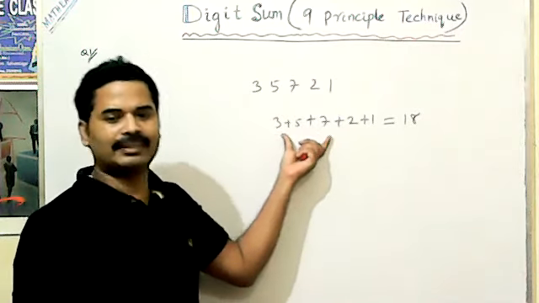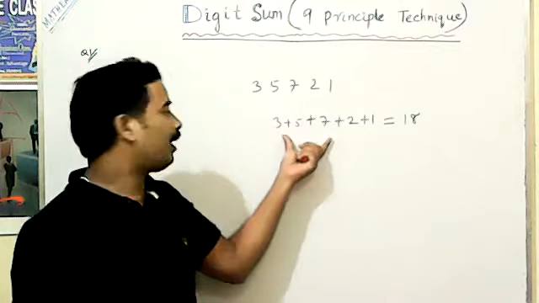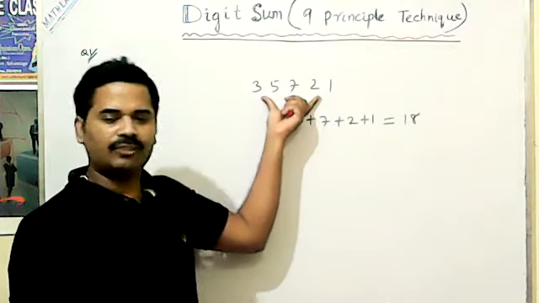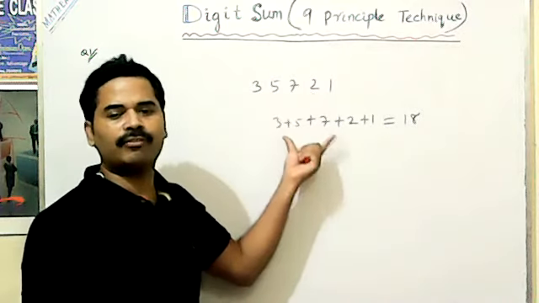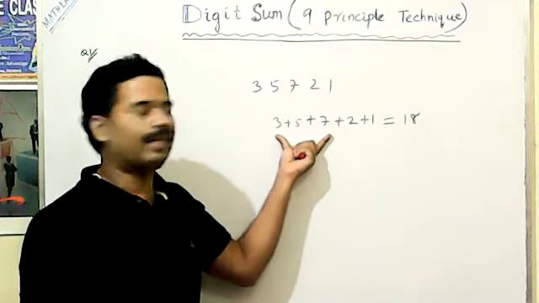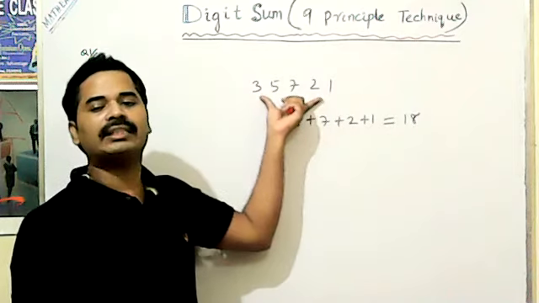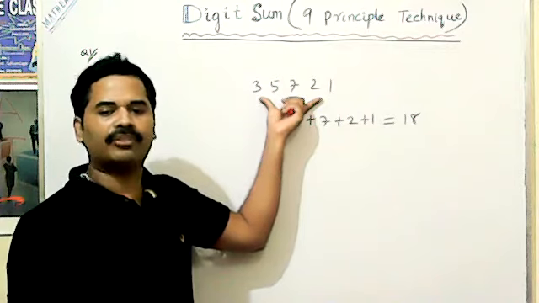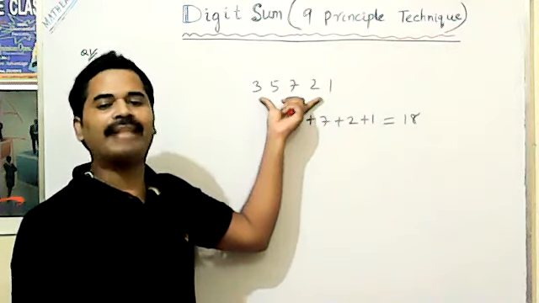If the sum of the digits is divisible by 9, then the total number is divisible by 9. This is the divisibility rule of 9. That's why it is called the 9 principle technique.